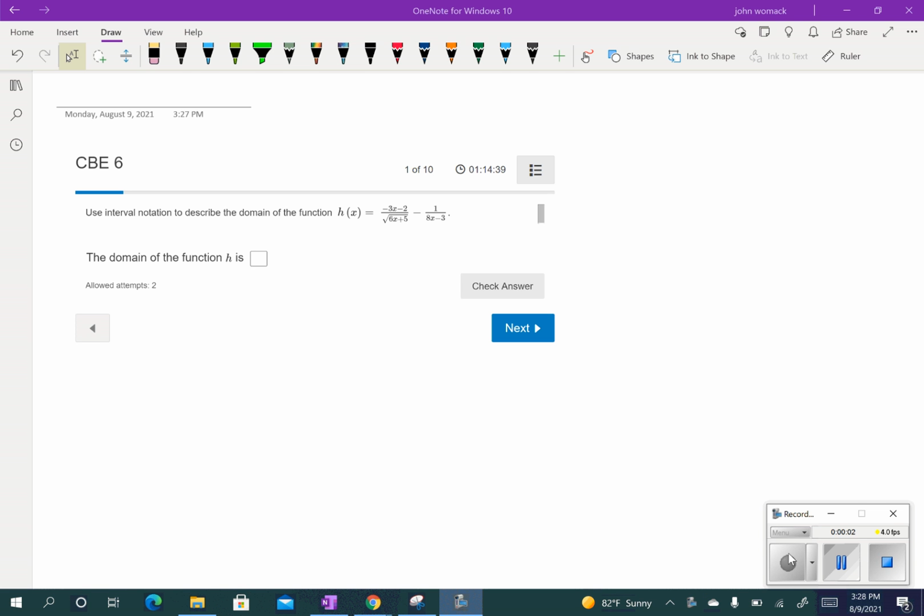This is problem 1 from CBE 6. It says to use interval notation to describe the domain of the function h of x. And there's h of x right there.